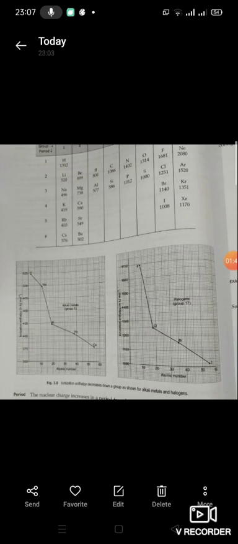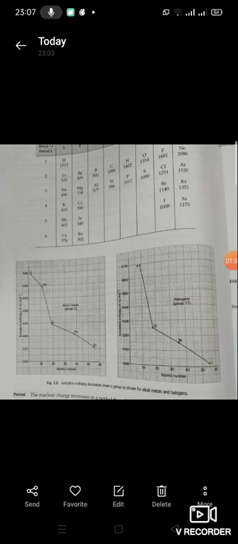So if you plot a graph between ionization enthalpy and atomic number, here you could see what happened. Down the group, ionization enthalpy decreases. It shows the atomic number, if you plot a graph between ionization enthalpy and atomic number.